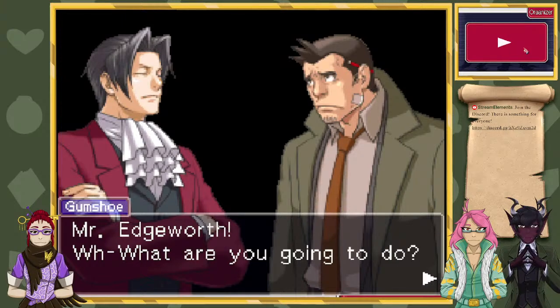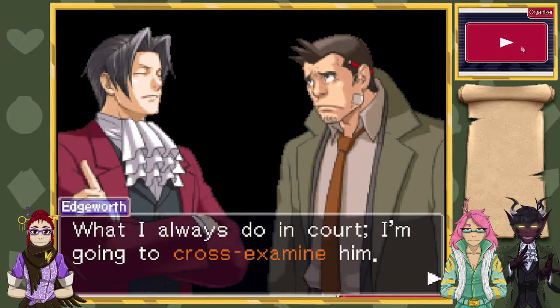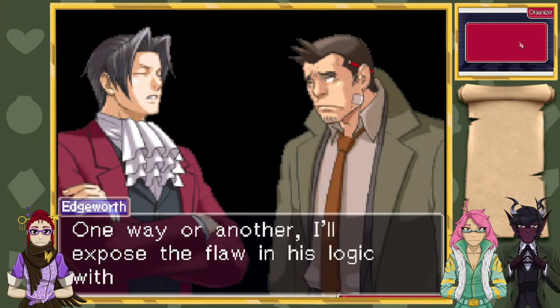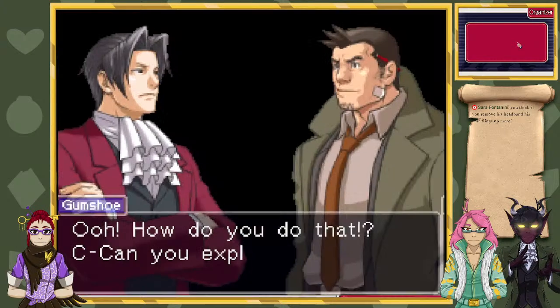Mr. Edgeworth? What are you gonna do? What I always do in court. I'm going to cross-examine him. One way or another, I'll expose the flaw in his logic with this technique. Yes sir, get that hairband. Yeah, that little thin hairband, it's made of titanium.